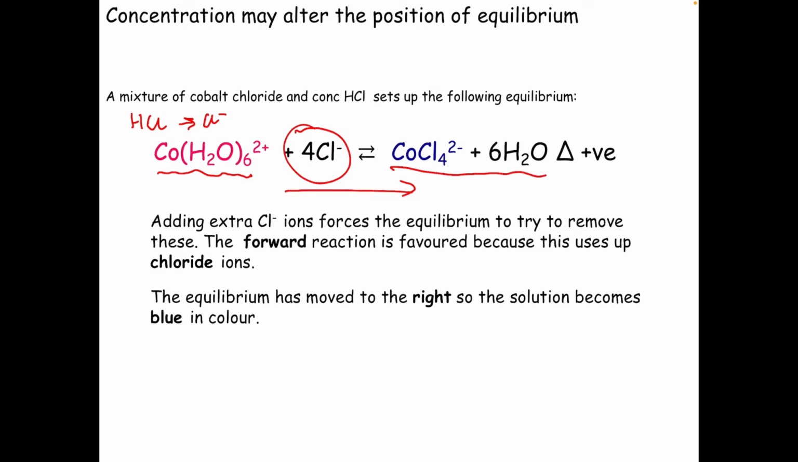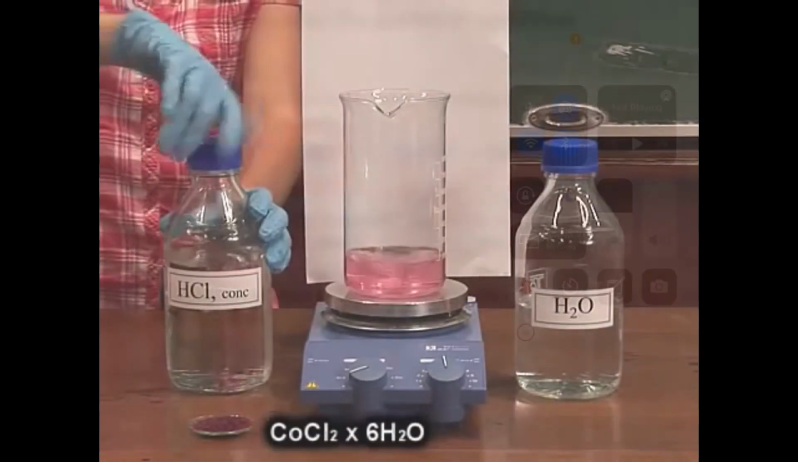So you should be able to see that's 2 ways that we can see that concentration affects equilibrium. We can actually see it for our own eyes. So when you can see a colour change, that's ideal for these kind of things. Okay, so we're going to watch the video just now.